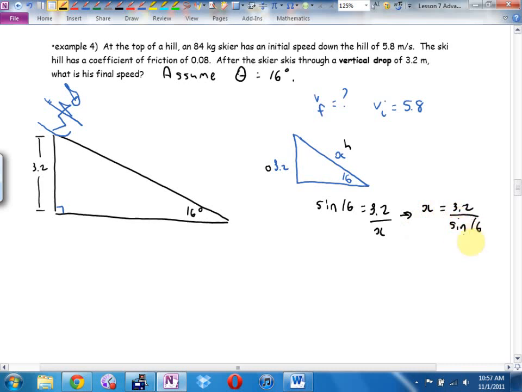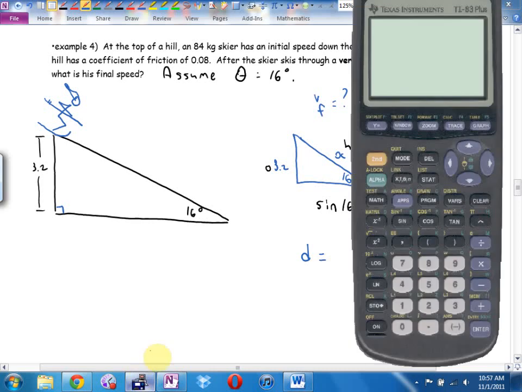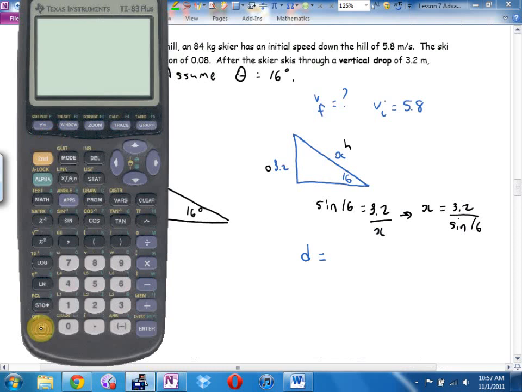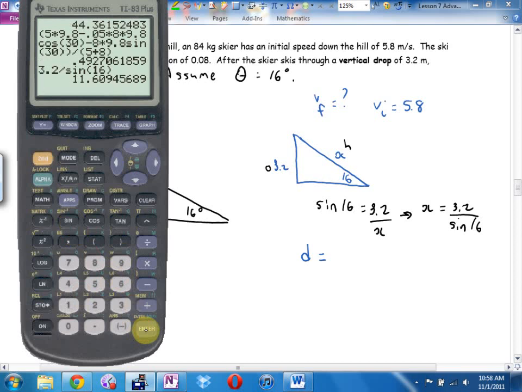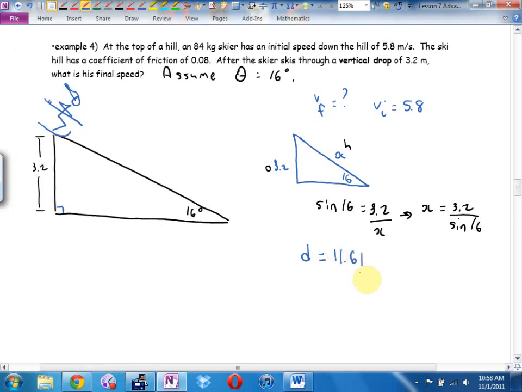What's the distance down the hill that this person travels? You guys get 11.61? So, he travels for a distance of 11.61 meters. I have VF, I have VI, I have D. What else can I find from this information? Well, what have we been finding an awful lot so far during this unit? The acceleration. And Katie, I think that's what I'm going to spend the most time on this question doing. I'm going to solve for A.